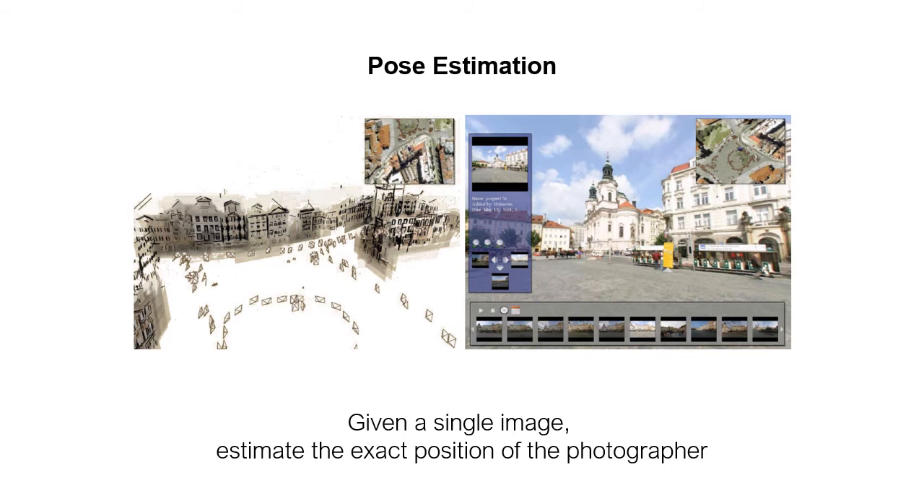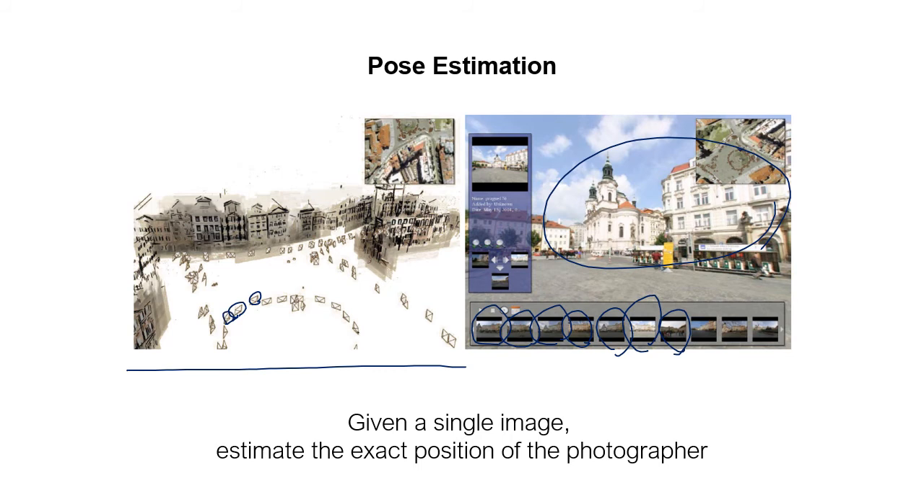Given a single image, we estimate the exact position of the photographer. So for these buildings, when we go on a trip, we take many pictures of this scene. As you can see, there are so many images here, and the goal of pose estimation is to estimate the exact position of the camera or photographer. We also call this process camera calibration.